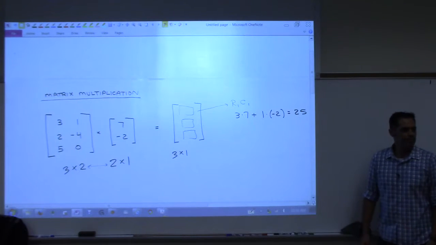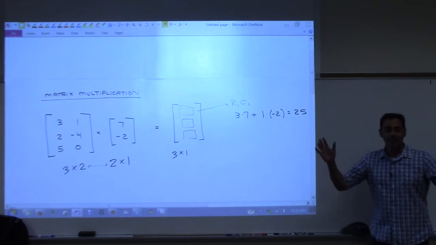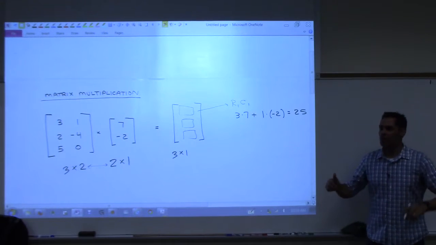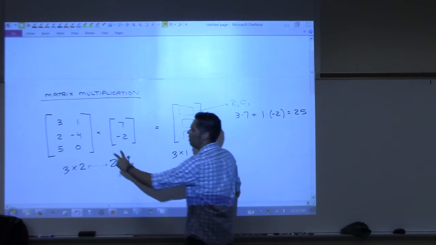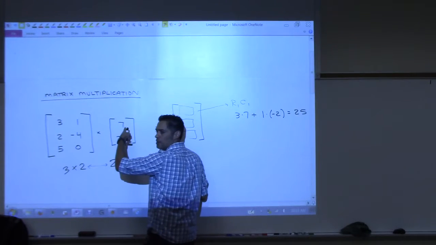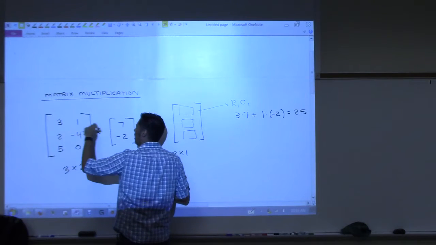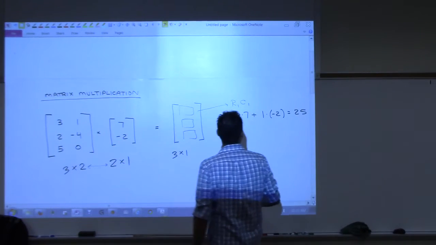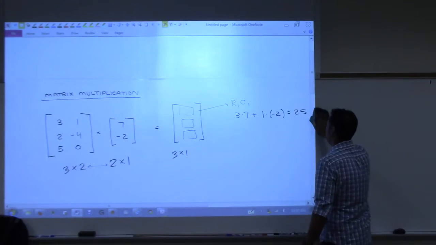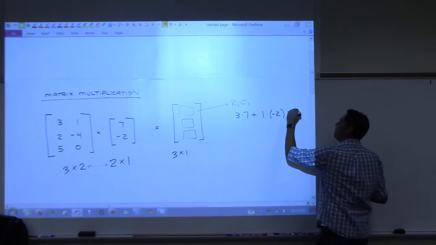Go with me? Yes? No? I did row 1 is this one, right? Column 1 is this one. So I'm going to go 3 times 7 plus 1 times negative 2. Oh, did I? Hold on. Oops. 19. That's why y'all were looking at me like I'm crazy.